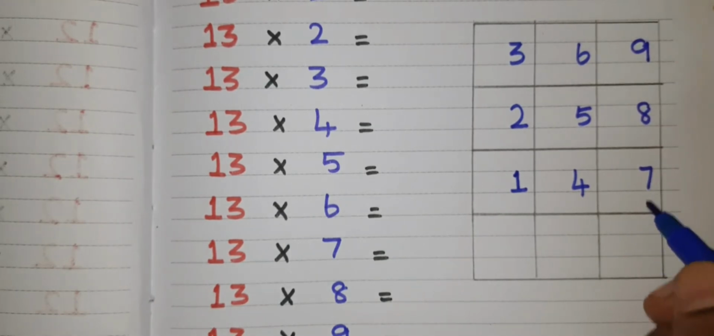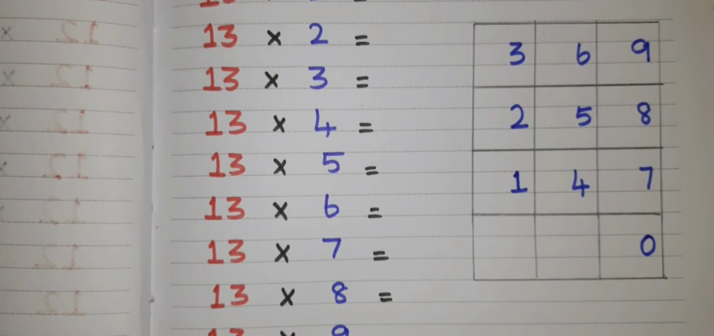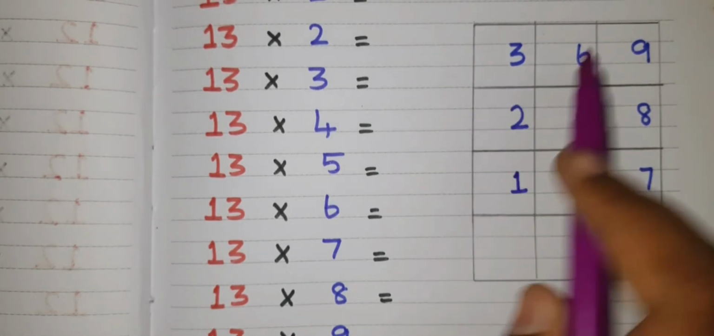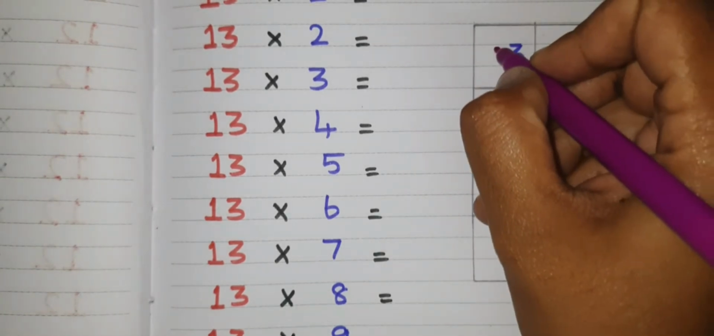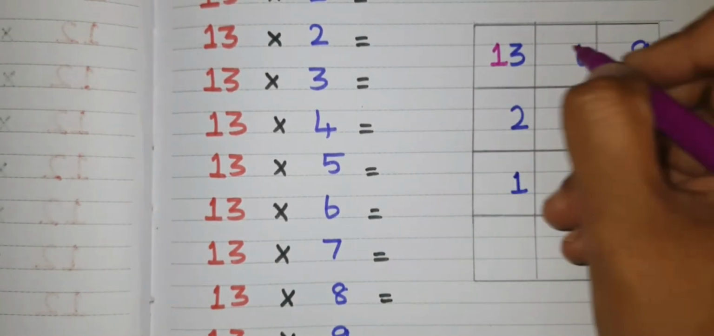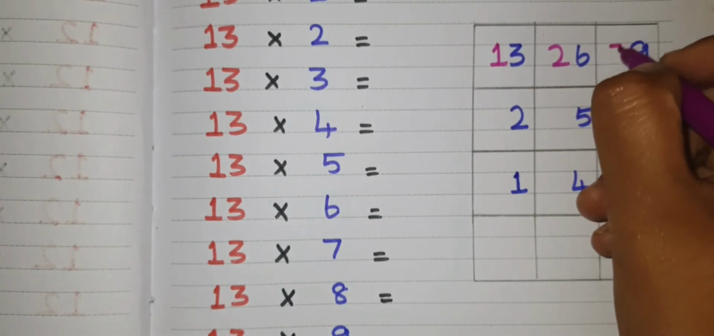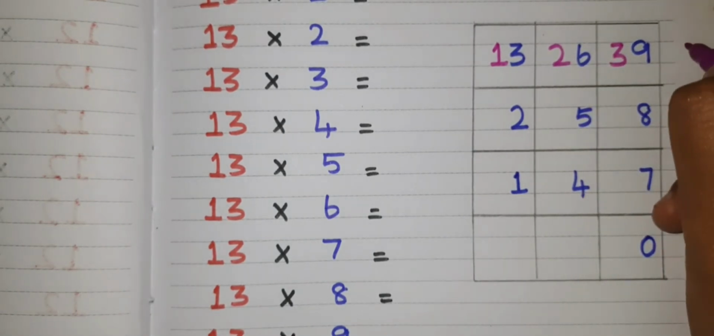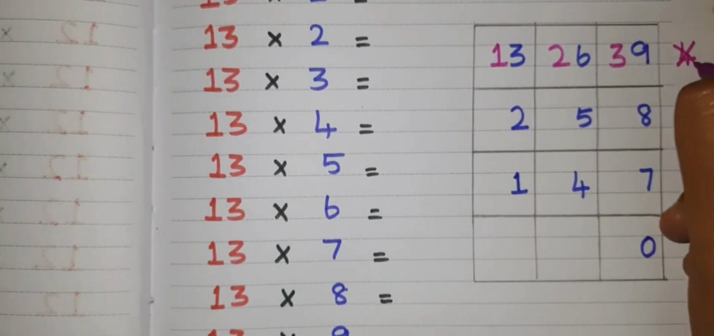After 9 you will get 10, right? In 10 you have to write only 0. Next, I am going to place the tens place, right? So, write 1, start from here, 1, 2, 3, 4, you should skip 4, you should not write 4.